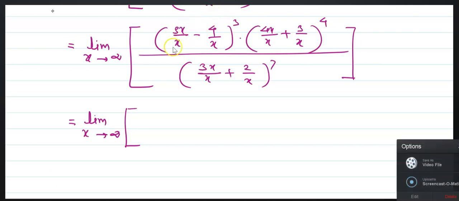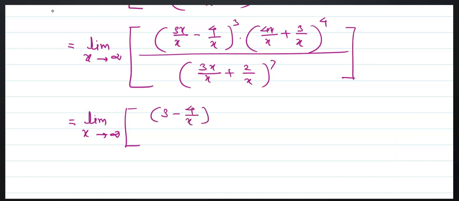Now limit x tends to infinity. This x will get cancelled. Then in the bracket you will get (3 − 4/x) cubed into (4 + 3/x) to the power 4, and in the denominator, (3 + 2/x). As x tends to infinity, 4/x tends to 0, 3/x tends to 0, 2/x tends to 0, and we will get the answer.